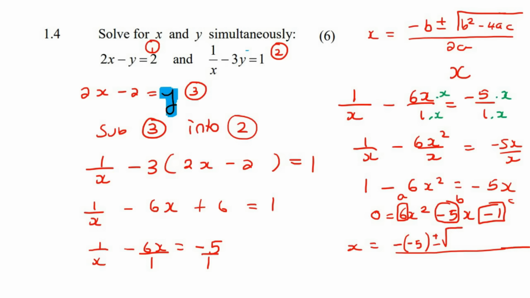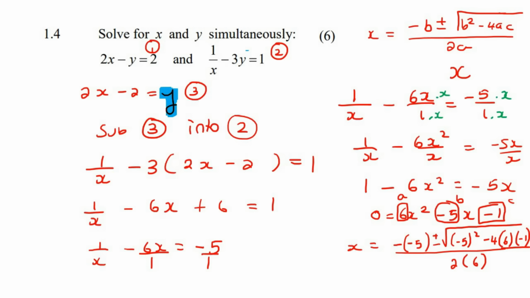Okay, so plus minus the square root of negative 5 squared, negative 4. A is, what is A? 6, and C is negative 1, and then at the bottom we have 2 times A, and A is 6 again.